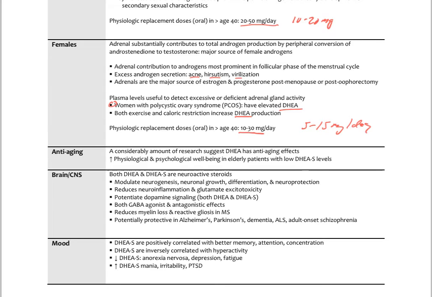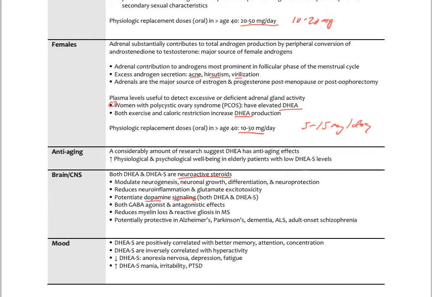In the brain, both DHEA and DHEAS are neuroactive steroids, as mentioned. They increase neurogenesis, neuronal growth, differentiation, neural protection, reduce neural inflammation, and glutamate excitotoxicity, and they potentiate dopamine signaling. So we can think of DHEA, DHEAS as really supporting dopamine and all the effects downstream that dopamine gives. Both have both GABA agonist and antagonist effects.